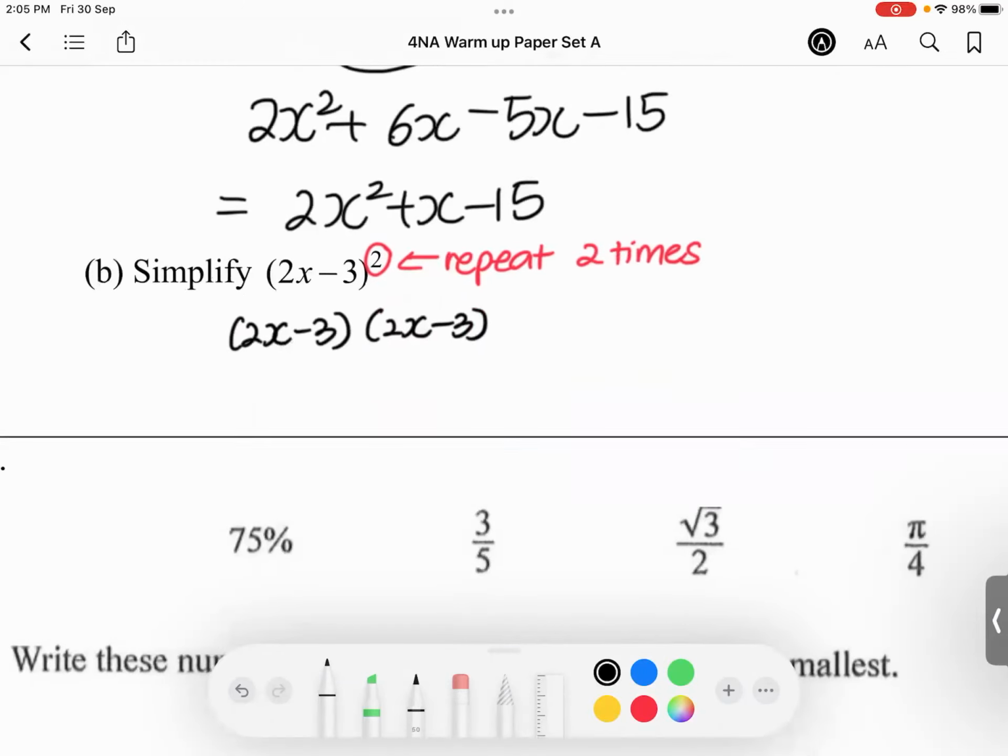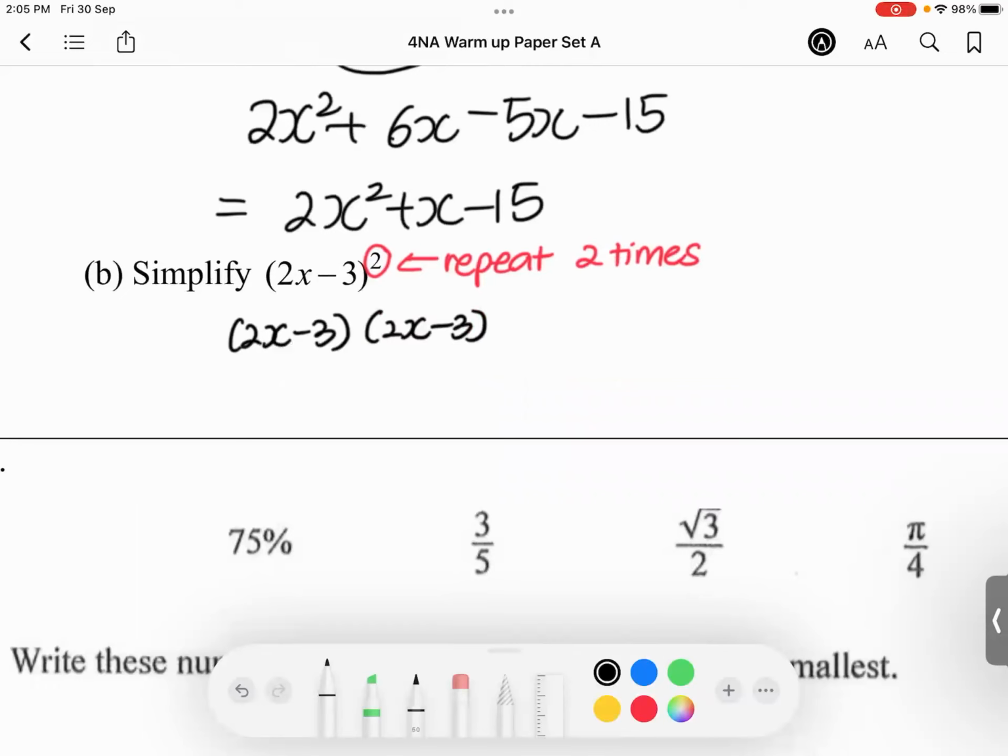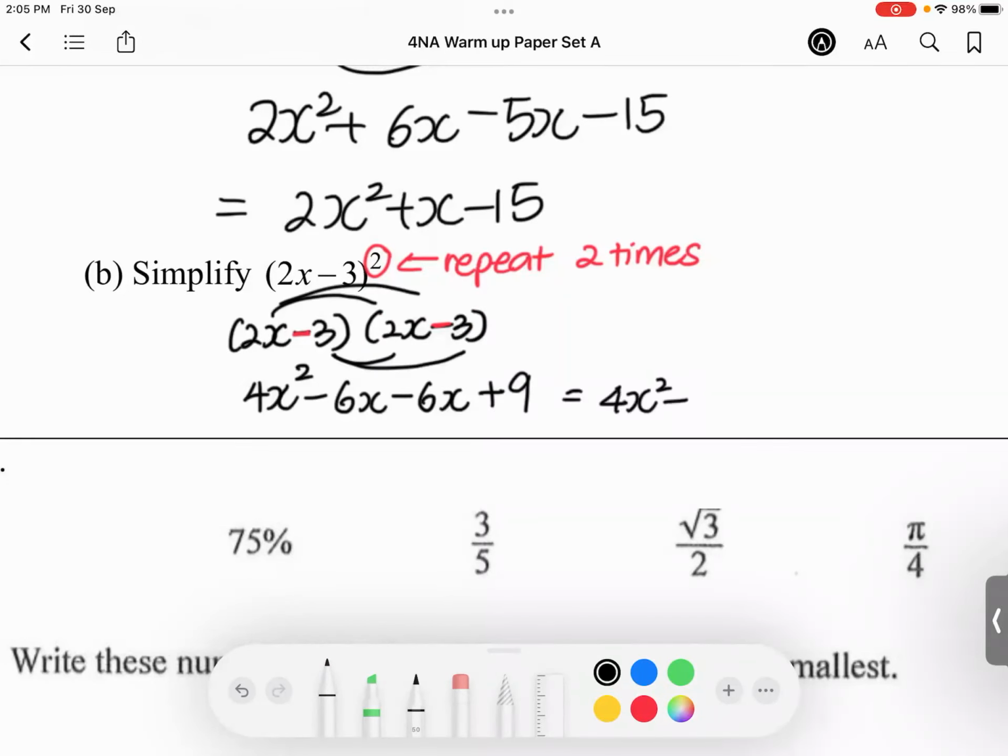All right, so now for this question over here, remember this one is repeat 2 times. The sign stays the same. Then when we expand this, we'll get 4x squared minus 6x minus 6x again, minus times negative becomes positive 9. Okay, and you'll get the answer 4x squared minus 12x plus 9.